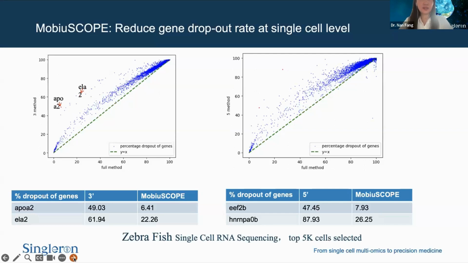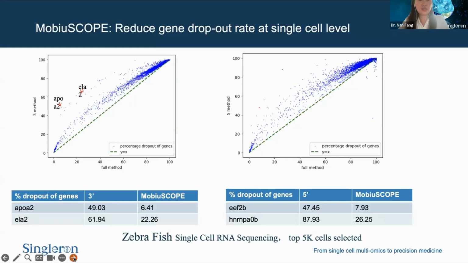And so in this case, actually, we used some published methods to calculate the percentage of dropout of genes with our MobiuSCOPE method compared to either 3' or 5' single-cell RNA sequencing methods. And to do the calculation, we actually used zebrafish, which is an organism with a good reference genome, because we need that for the calculation.